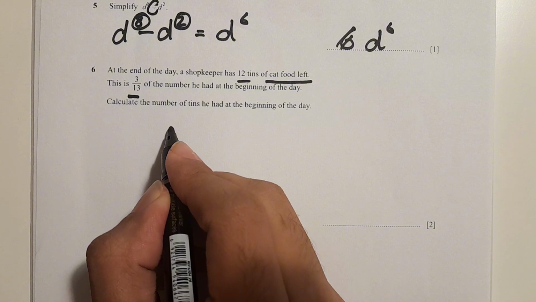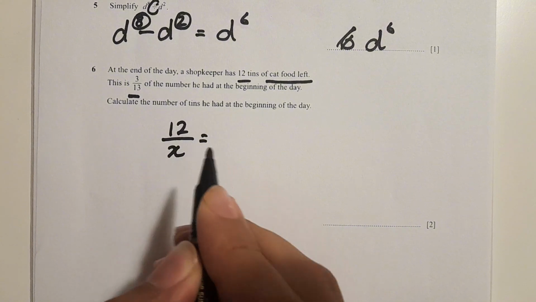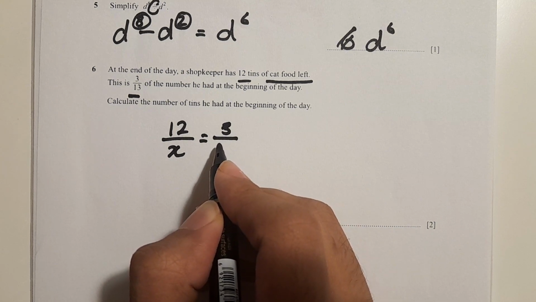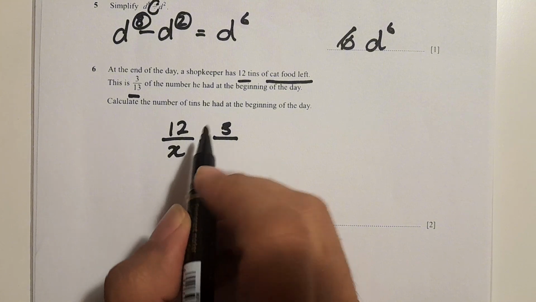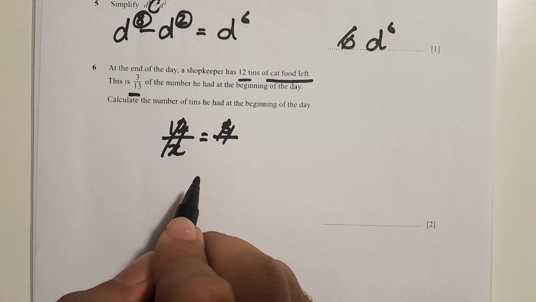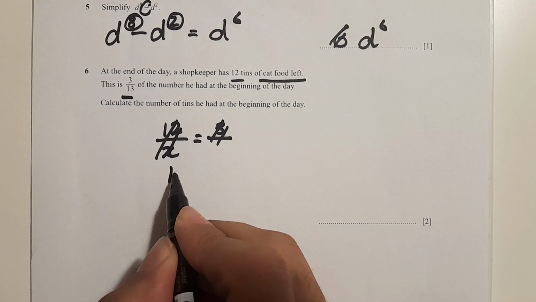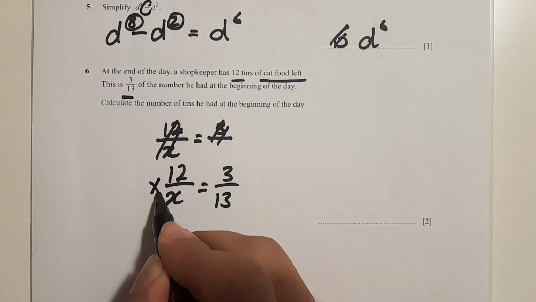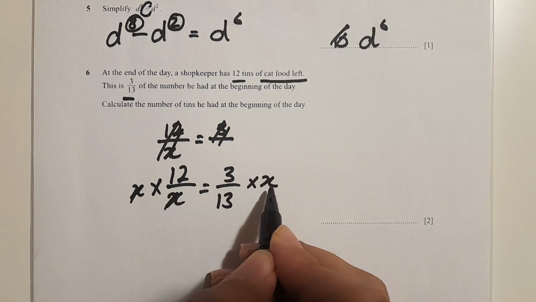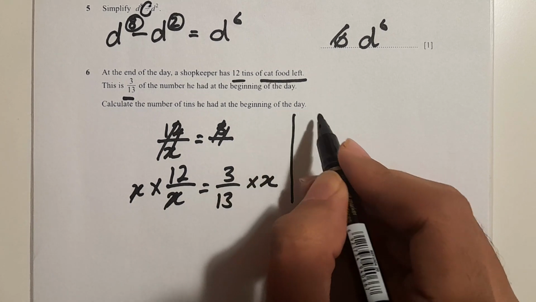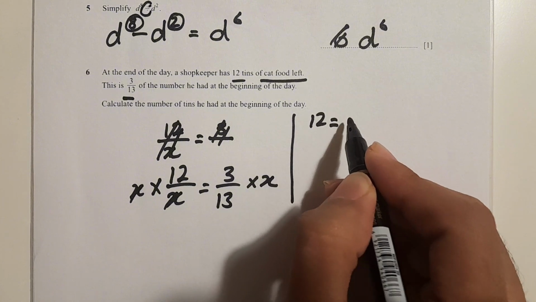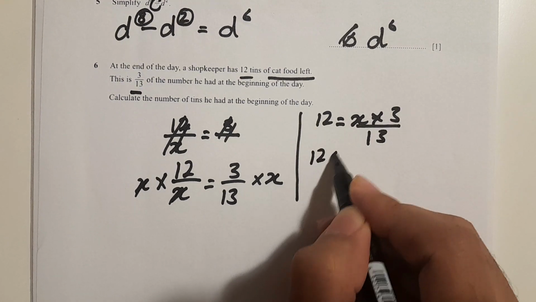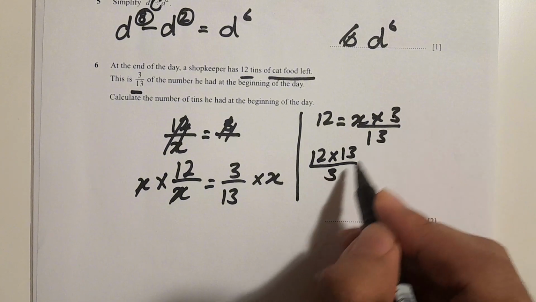So we will write 12 divided by x is equal to 3 over 13. So we will multiply x here, cancel out, and multiply x here. So we will write over here 12 is equal to x multiplied by 3 divided by 13. Then we will multiply 12 by 13 divided by 3, because we moved 3 below.